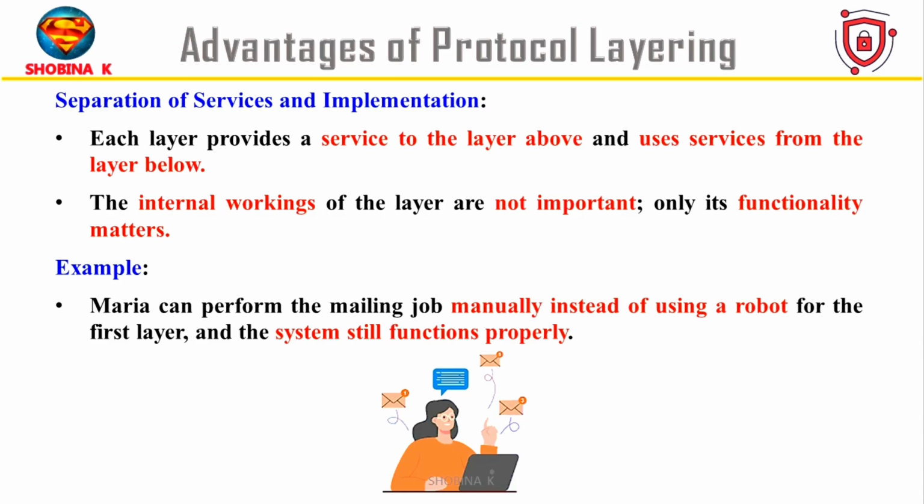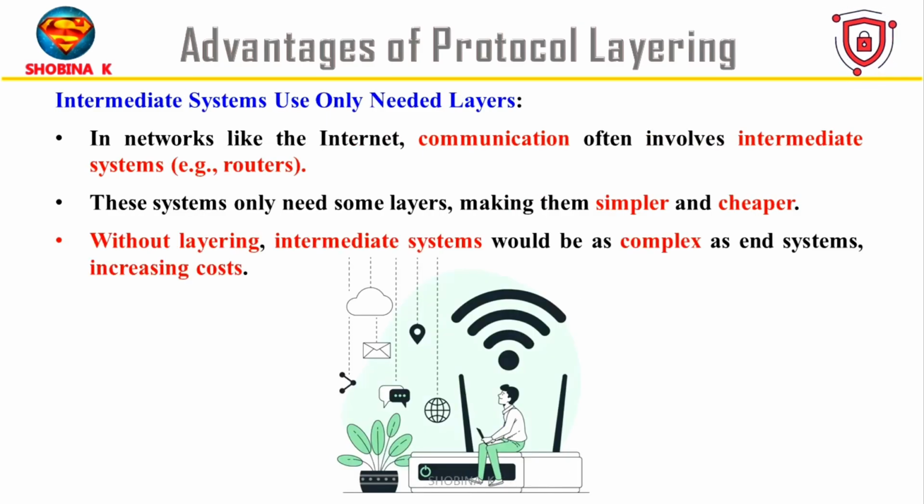One of the advantages of protocol layering is separation of service and implementation. Each layer gives a service to the layer above and uses services from the layer below. The internal workings of the layer are not important, only its functionality matters. For example, Maria can perform the mailing job manually instead of using a robot for the first layer, and the system still functions properly.